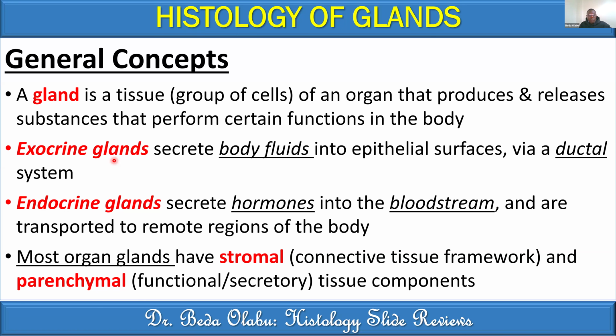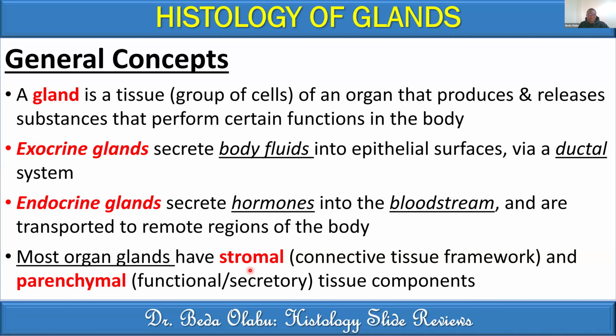Now, most glands which are in part of an organ have a general structure. The general structure they have, and this does not matter whether they are endocrine or exocrine, is that any gland will have a stromal component and a parenchymal component. I need to elaborate what those two mean.